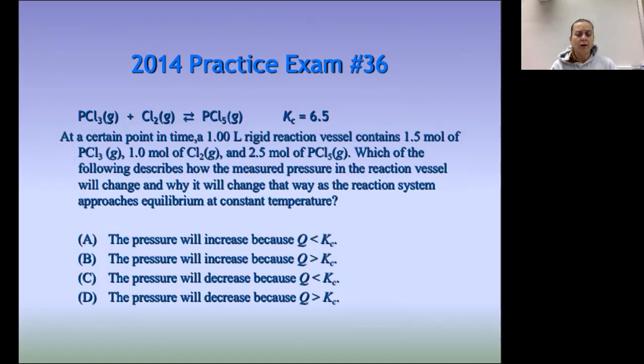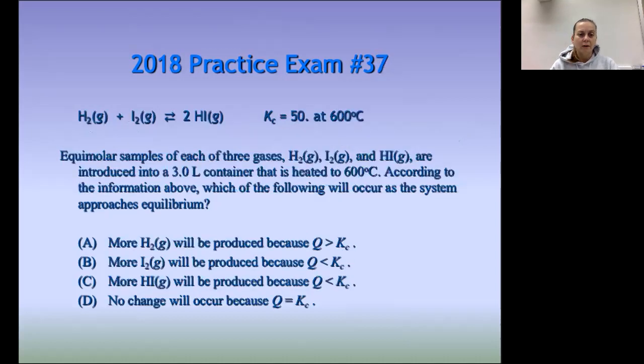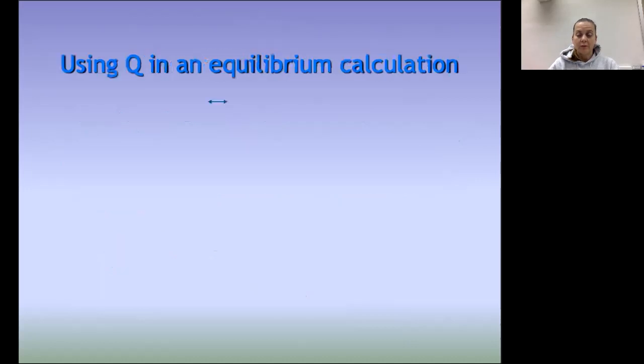So this is just a matter of dividing 2.5 by 1.5 times 1. So 2.5 over 1.5 is going to be slightly less than 2. So we know that Q is slightly less than 2, K is 6. And so Q is less than K, and that means that it's going to shift to the right, which would make pressure decrease. And so we're looking for pressure will decrease because Q is less than K. Okay, we'll leave this practice problem for class time.